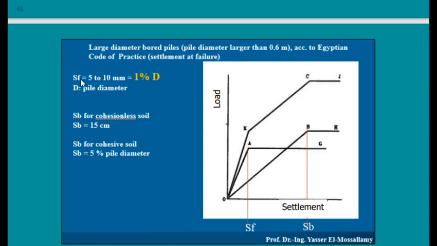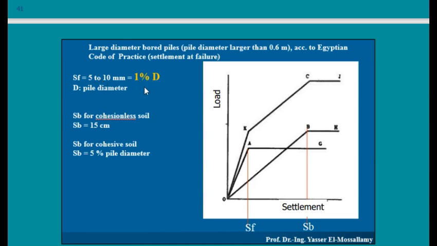So the code stated that SF may be taken 5 to 10 millimeters or 1% of the diameter. If I have a pile 60 centimeters, 70 centimeters, so 70 centimeters means that 1% of the 70 centimeters is 7 millimeters. So the 7 millimeter is between 5 to 10. Then I can take the 7 millimeters, it's okay.